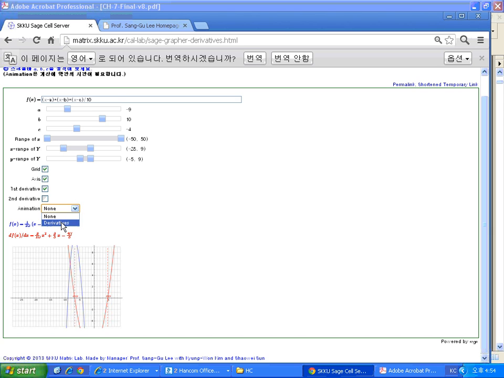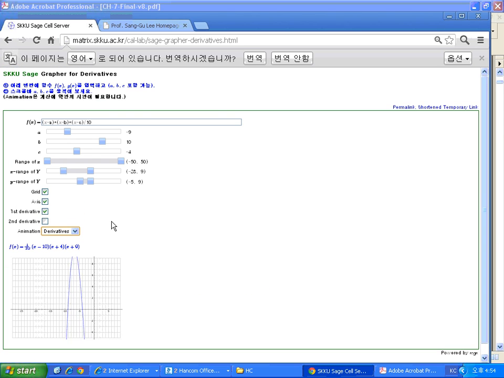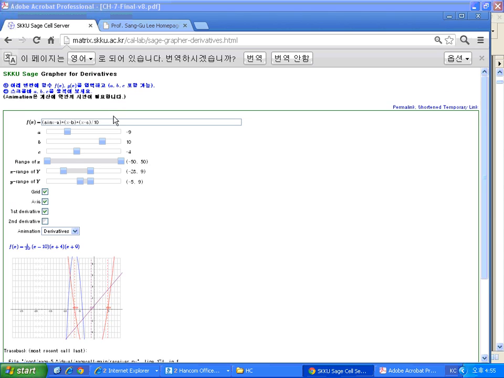And we can find the animations. This first graph, the blue one, gives us the original function, the second graph, the red one, is the graph of the first derivative, and the third graph, the purple one, is the graph of the second derivative of the original function. We can give very many different functions like this.